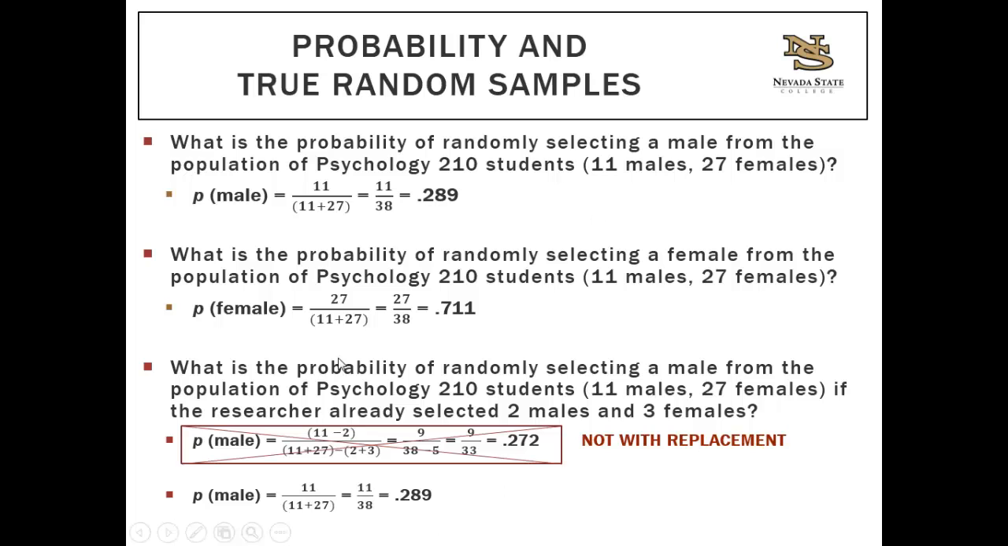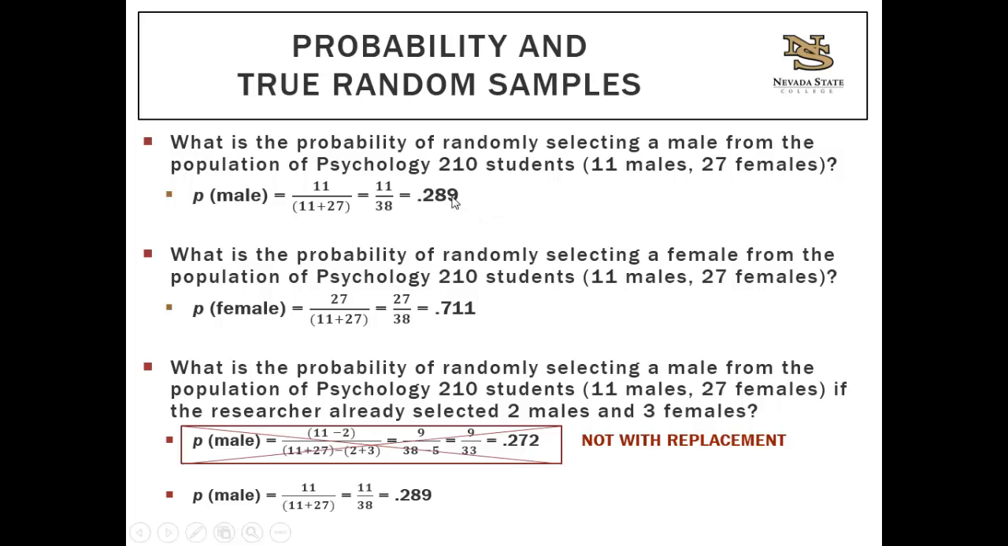All right. Now the probability of selecting a female from this population of psychology students. Well, 27 out of 38 students are female. 27 divided by 38 gives you 0.711. That is the probability of randomly selecting a female. Now, if you wanted to put these into a percent chance, you could just scoot the decimal place 2 spaces to the right, multiply by 100. 28.9% chance of randomly selecting a male. Or you could say 28.9% of students in the class were male. 71.1% chance of randomly selecting a female, or 71.1% of students are female.